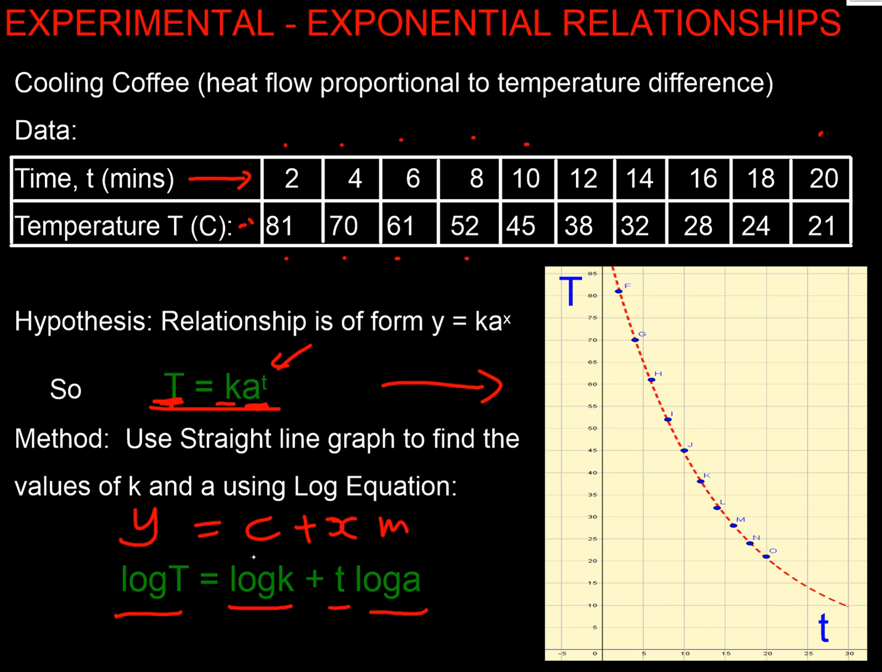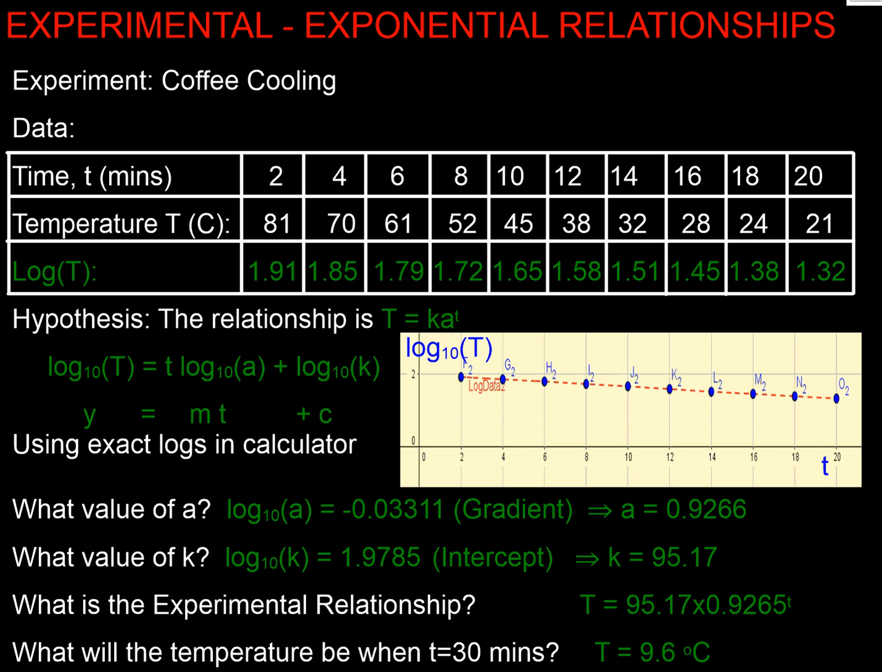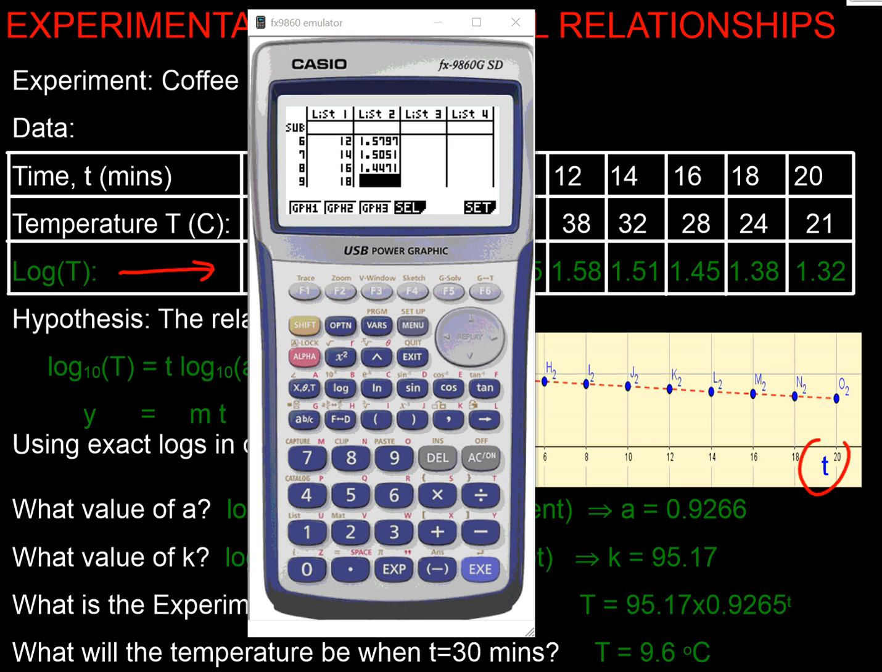Okay, so what do I want to do next? Well, I need to get the data together that I need for this graph. I already know what the t values are for my x-axis, but my y-axis is going to be log of T, so I need to find all those values, and I would normally put them into my table. Now I'm going to use my trusty calculator. So here's my calculator on the screen. I've entered in the first list the times 2, 4, 6, 8, 10, 12, and in the second list I need to enter in the log of the T value.